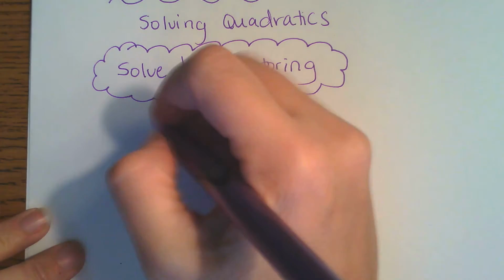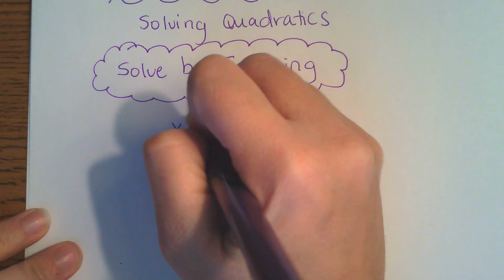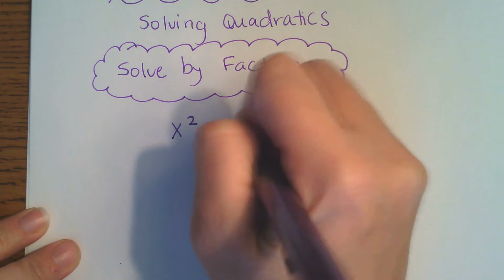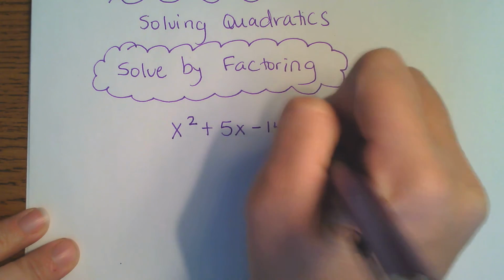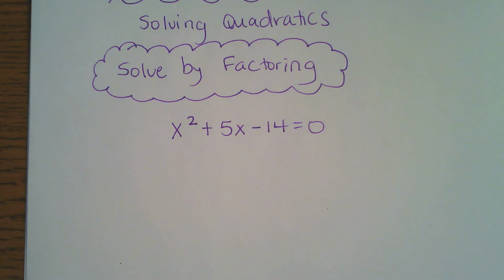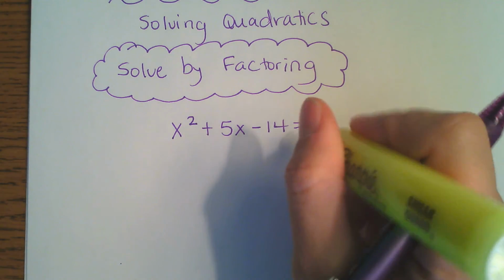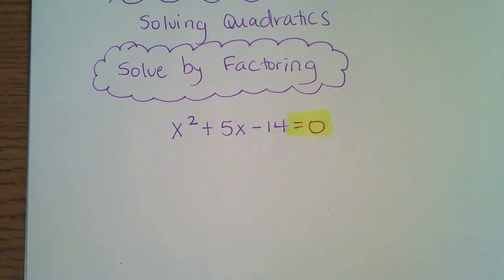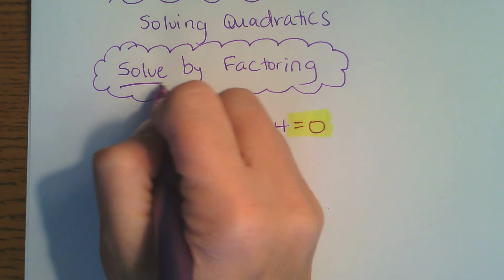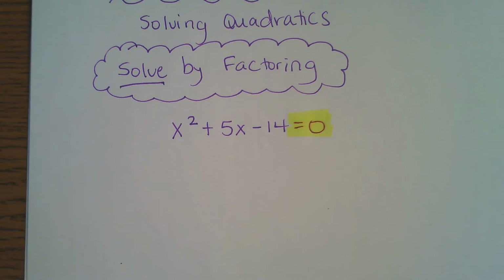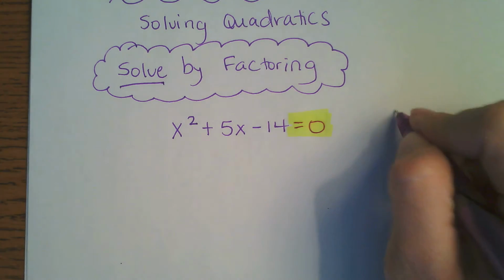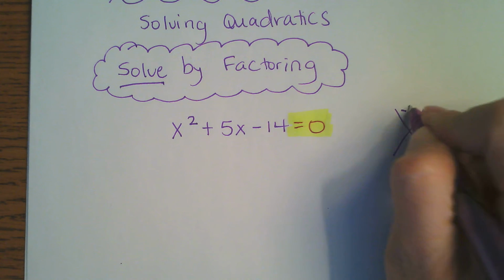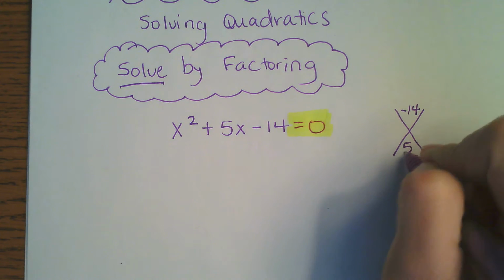And we actually went over solving by factoring here recently. X squared plus 5x minus 14 equals 0. So the only thing new to what we were doing yesterday is the fact that we added this equals 0 on the end. And that tells us that they want us to equal it to 0 and solve for x at the very end. So you'll look for factors of negative 14 that add to 5.